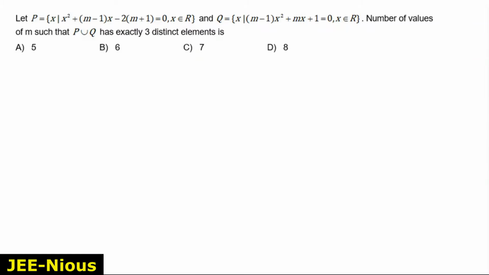Here two sets are given. P is a set of elements x such that this quadratic equation is equal to 0 and x belongs to any real value. So let me just solve this quadratic equation to get the elements of P.